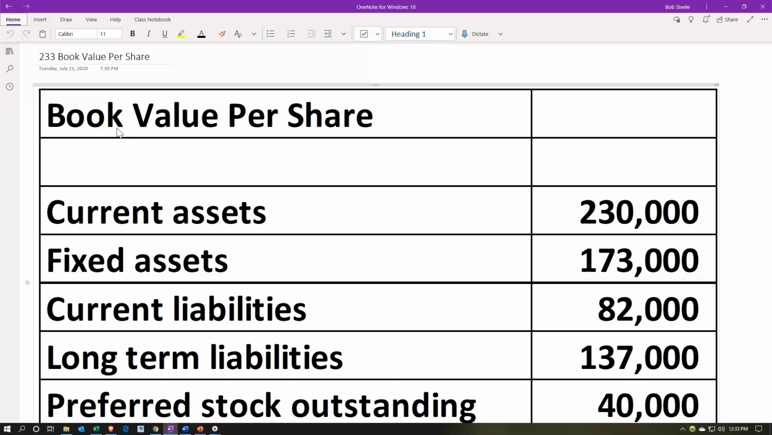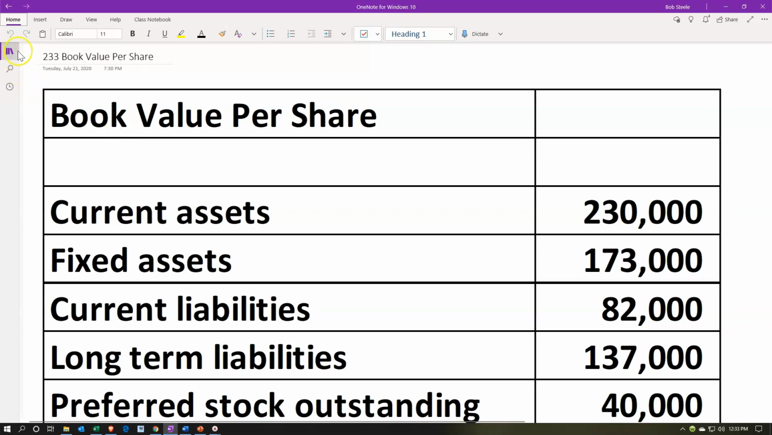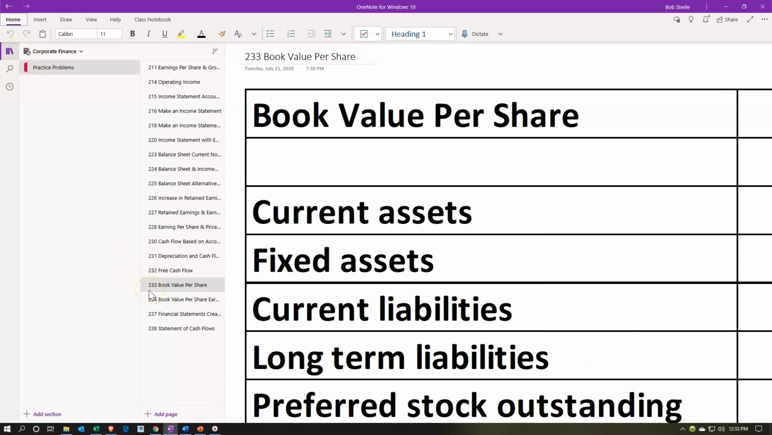Here we are in OneNote. If you would like to follow along in OneNote, you're not required to do so, but if you have access to it and would like to, we are in section 233, book value per share, under the practice problem tab.